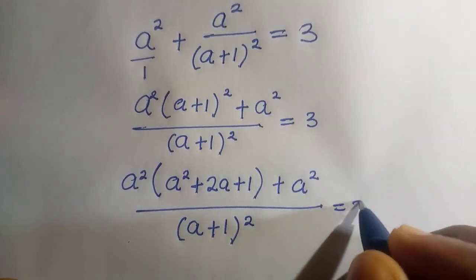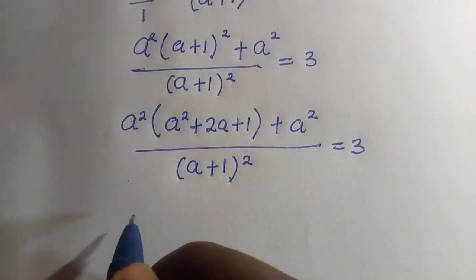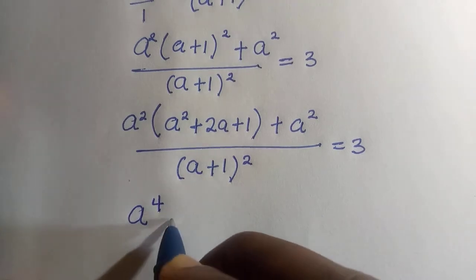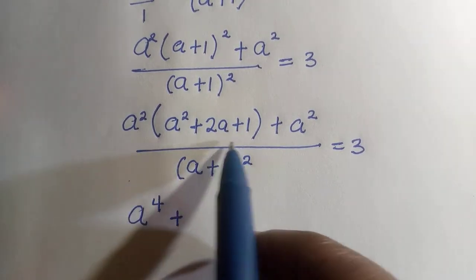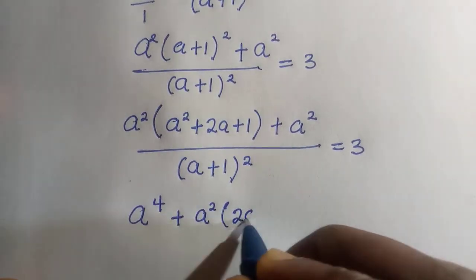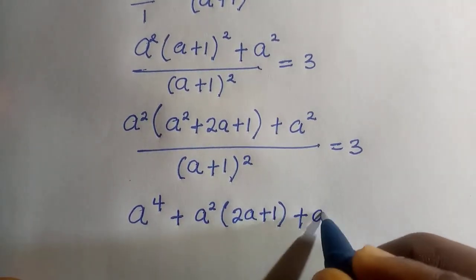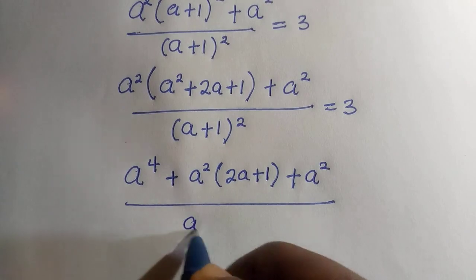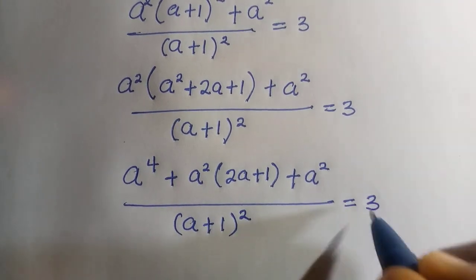(a plus 1) squared equals 3. So when we expand this, we are going to have a squared multiplied by a squared. That gives us a raised to power 4, plus, when we multiply a squared with the whole of this in bracket, suppose I take it out and I have it as a squared into bracket of (a squared plus 2a plus 1). So still the same thing, then plus a squared, all divided by (a plus 1) raised to power of 2 equals 3.